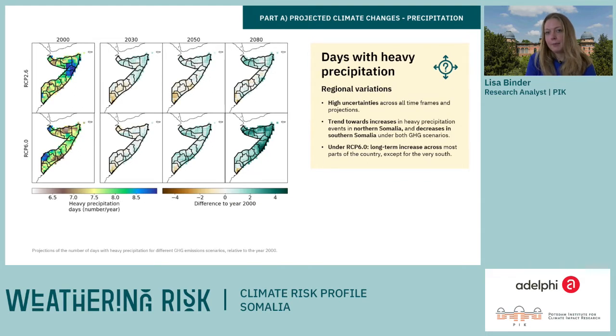Generally speaking, heavy precipitation events are expected to become more frequent and also more intense in response to climate change. Geographically explicit information on the number of days with heavy precipitation events shows an increasing trend in northern Somalia and a decreasing trend in southern Somalia under both scenarios. Those trends are in line with the regionally differentiated precipitation projections that I have presented before. However, as you can see, model agreement under both scenarios is quite low for many regions, which is why we need to be careful when assessing those plots.